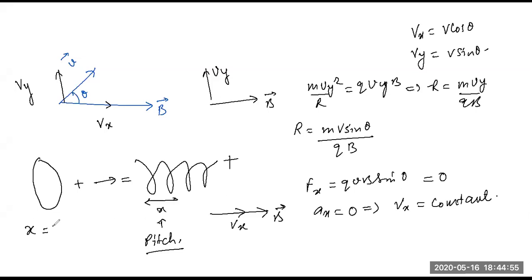So horizontal speed is Vx, and the time taken into consideration is capital T. Vx can be written as V cos theta, and the time period can be simply written as 2 pi m by qB. So this will be your pitch. This is basically what we did in the last class. Questions on this?